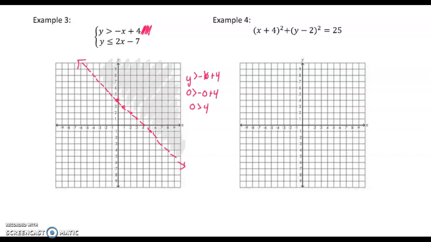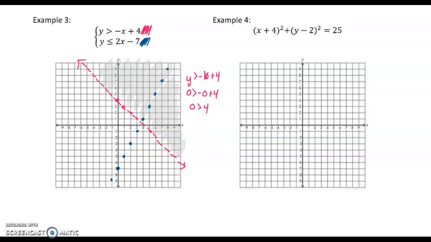All right, so now we graph the other line. I'm going to do this one. So you start at -7, and then the slope is 2, and it is a solid line because it has a less than or equal to symbol. And so we're going to draw a solid line, and then we're going to test a point.